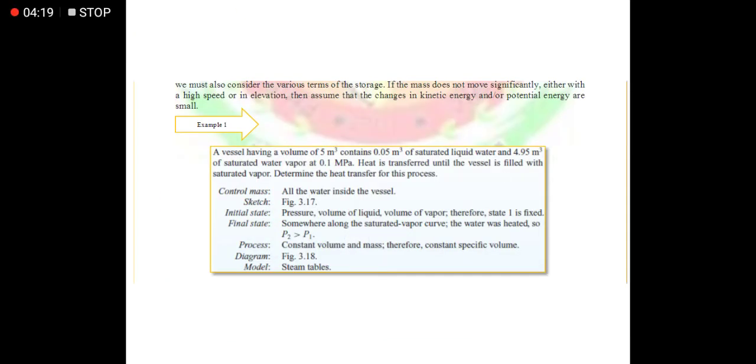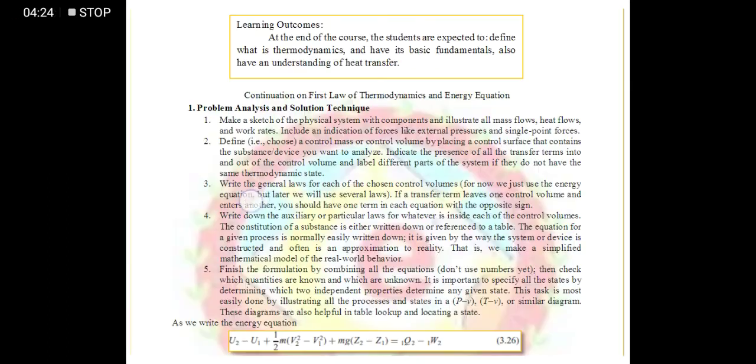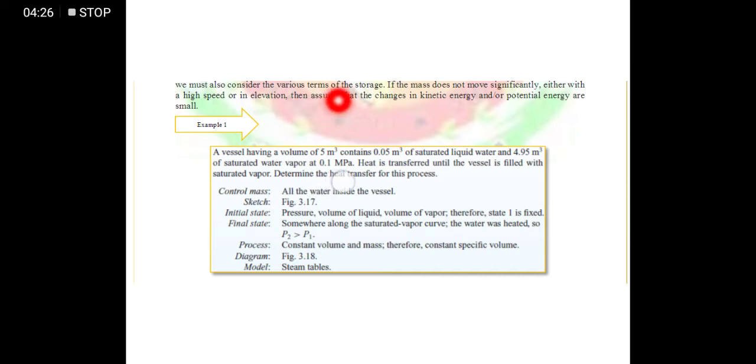For the initial state, what is given is the pressure, the saturated water vapor. Then the volume of the liquid and the volume of the vapor; saturated state 1 is fixed. Makukuha natin yung volume ng liquid at saka yung volume ng vapor by using the table. And the final state is somewhere along the saturated vapor curve.